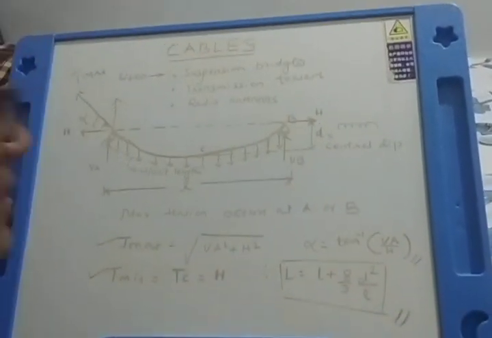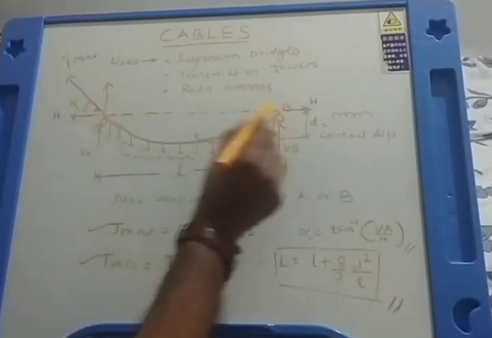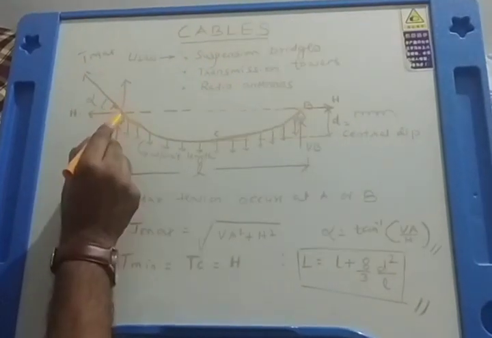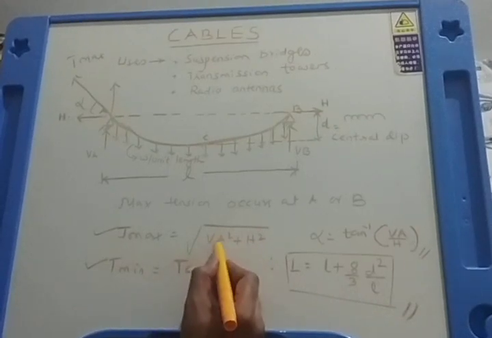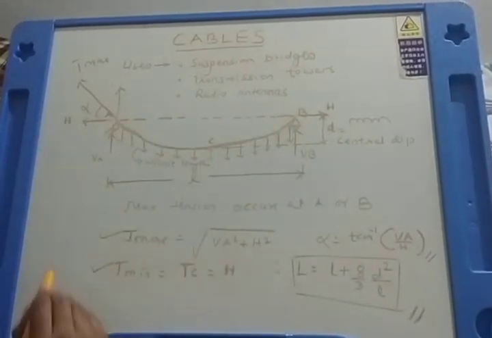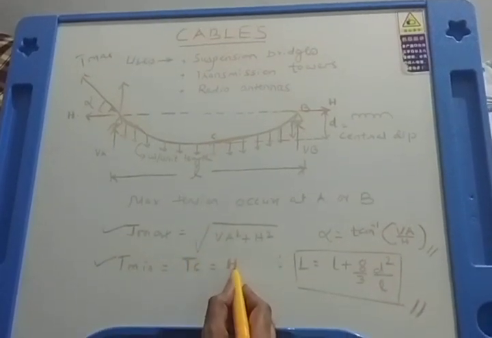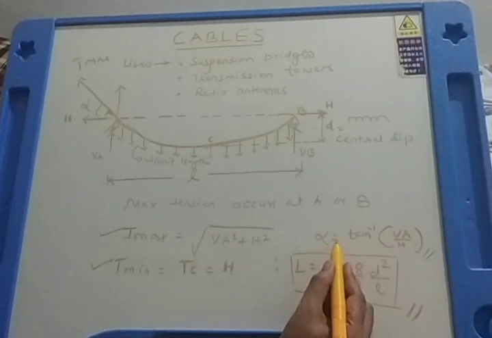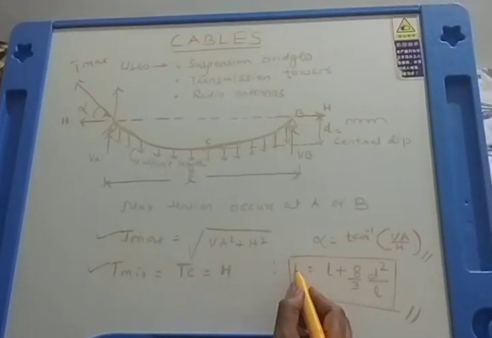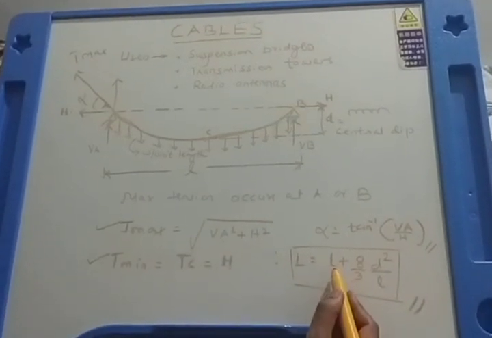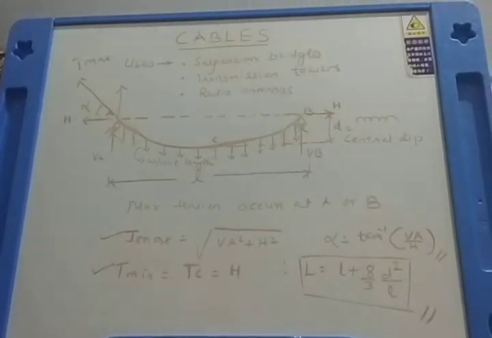So these are the basic things in case of cables. You can see the reactions, the horizontal pull, maximum tension occurs at the supports. The value is equal to under root VA square plus H square, or under root VB square plus H square, because VA and VB are both same. And minimum tension at C, which is equal to TC, that is equal to horizontal pull H only. And then alpha, the angle of the maximum tension, tan inverse of VA upon H, or tan inverse of VB upon H. Then the total length of the cable. Keep this in mind. You have to memorize this formula: L plus 8 by 3 D square upon L. So these are the basic things about cable.